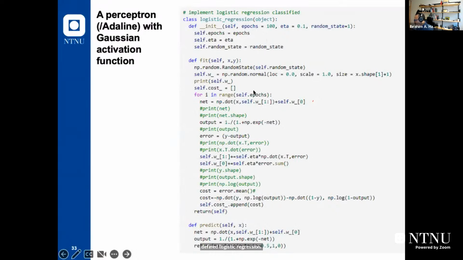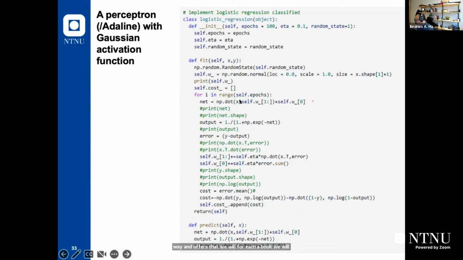If we go through the code, we defined a class called logistic regression, for example, with number of epochs equal to 100, learning rate equal to 0.1, and random state equal to 1, and fit for fitting and training my model. We first need to get this random state and generate the weights and the bias, right? In this way.